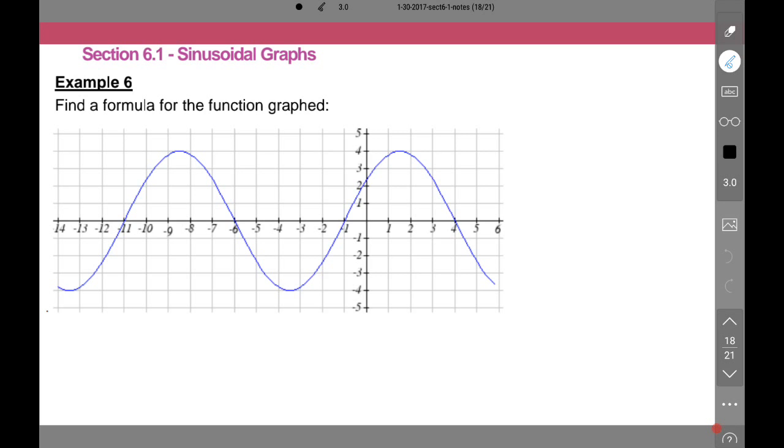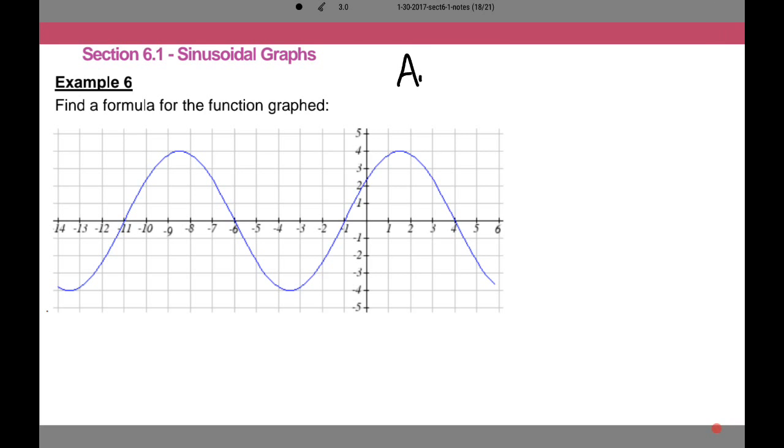So in this case, we're going to start like we did before. We find amplitude first. So in this case, for our amplitude, we're going to look for our maximum value, which is 4. We're going to look at our minimum value, which is -4. So that tells you, okay, my midline is halfway between there. In this case, my midline is y equals 0. So that means my amplitude goes from 0 to 4.